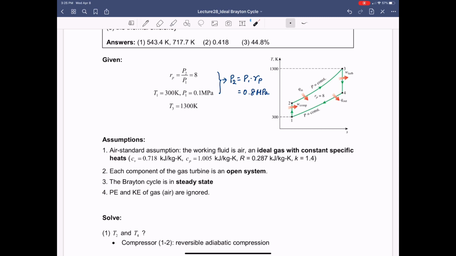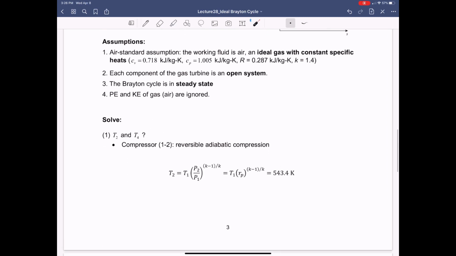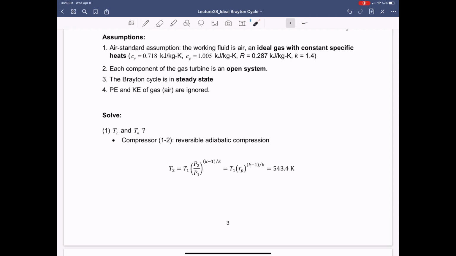As I said earlier, the whole gas turbine analysis or ideal Brayton cycle analysis should be based on open system analysis because air keeps flowing in and out of each component. That is another very important thing that you have to know. Because we are interested in the regular running of the gas turbine, we assume steady state. Another assumption is that potential energy and kinetic energy of the air can be ignored. With those assumptions and given conditions, let's solve the first question. What is the temperature at the end of the compression process and at the end of the expansion process at the turbine? In other words, can we calculate T2 and T4?